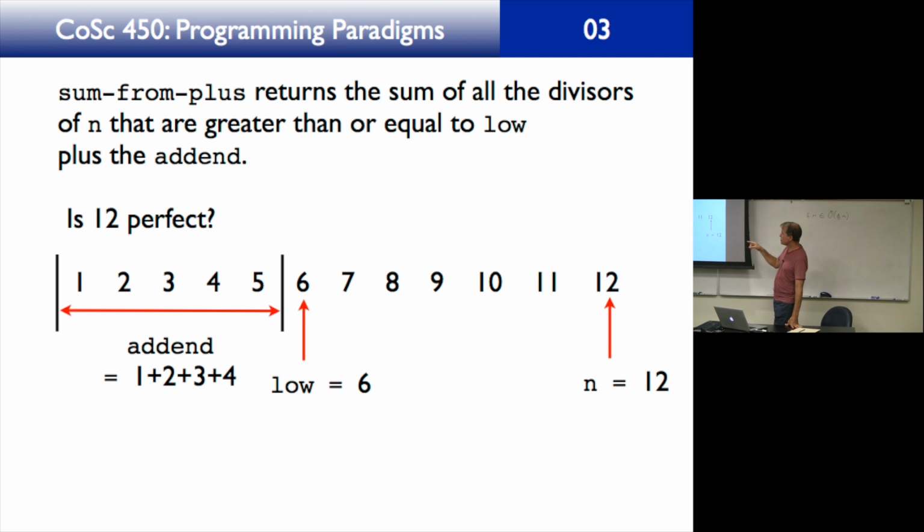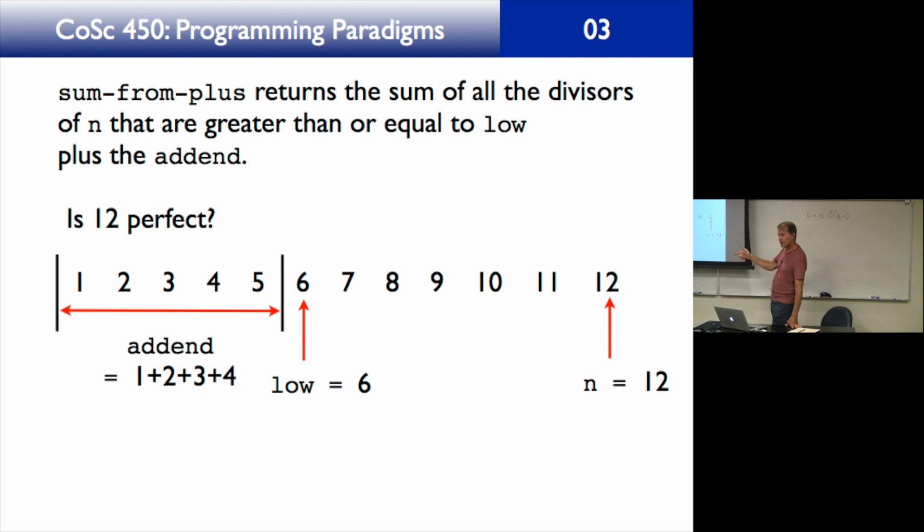All right? So the question is, and here's where we ended last time, how do we get one more step, how do we increase low by 1? Because each time we call it, we're going to call it with a 1 bigger value of low. But if we call it recursively with 1 bigger value of low, then what do we have to do to the addend?